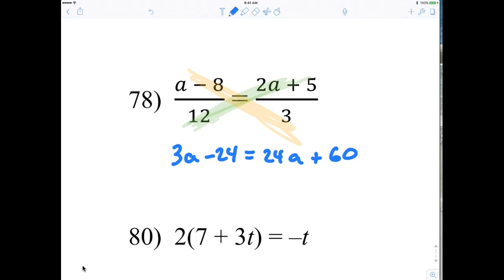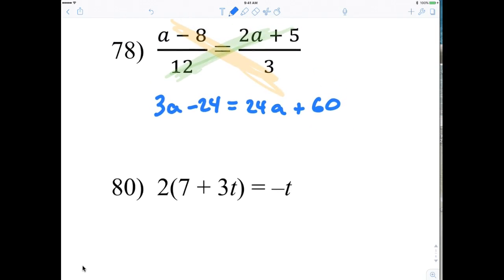Does anybody have any issues with that? Anybody have any issues? Yes. Well, remember, I'm multiplying 3 times a minus 8. And then I am multiplying 12 by 2a plus 5. Oh, okay. Good job. See, you're not the only one. All right, speak up. Good for you. So how did you get 24? How did I get that, 3a minus 24?